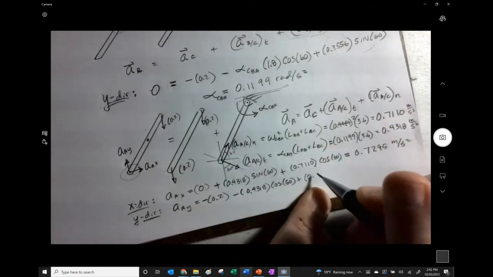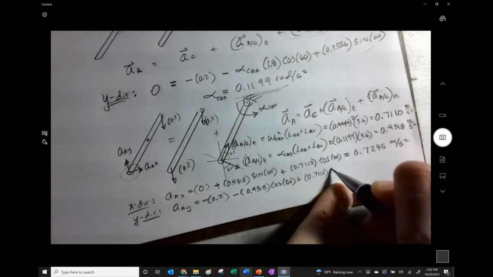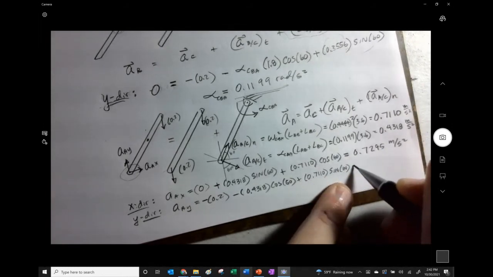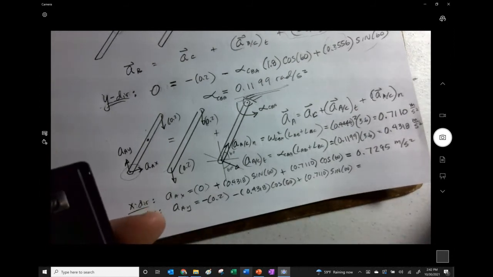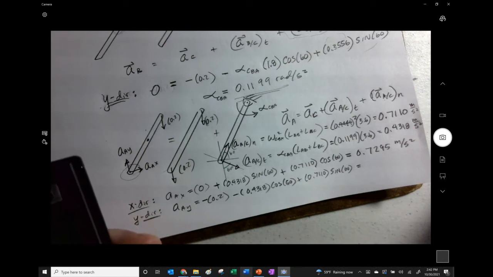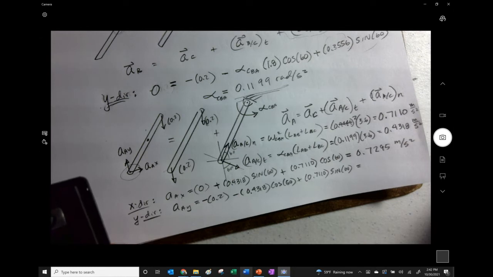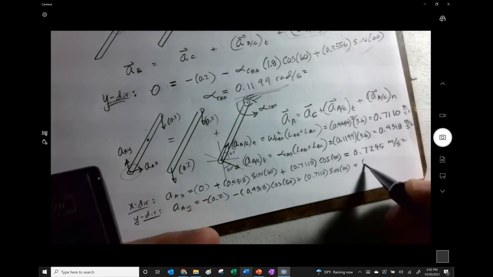So 0.7110 sine of 60. So 0.2, make it negative, and 0.4318 cosine of 60, make it negative, add them together, and then 0.711 times the sine of 60, and add them together. Oh, surprisingly, it's positive.